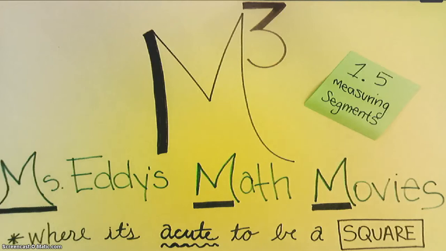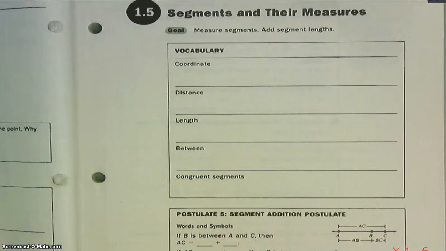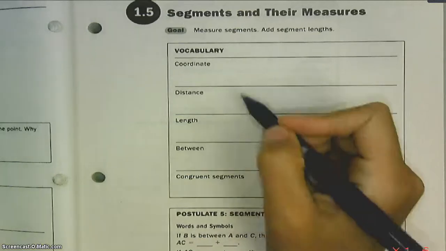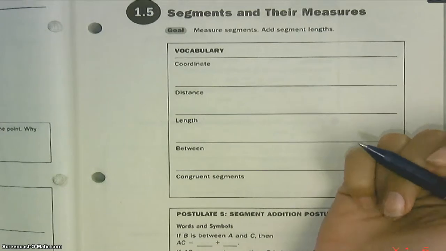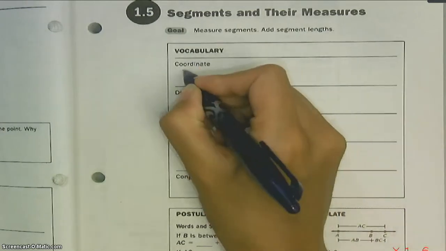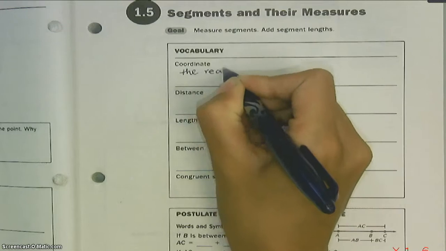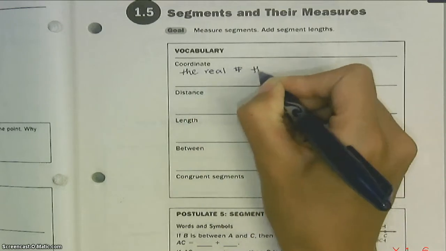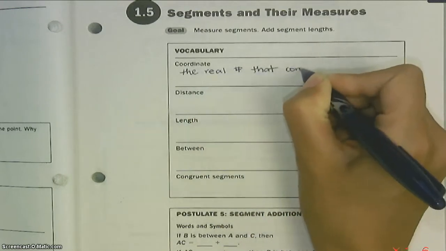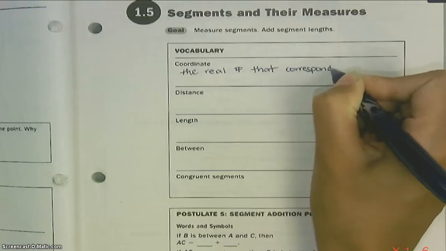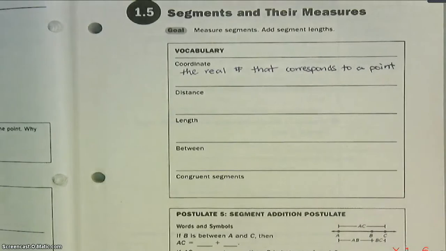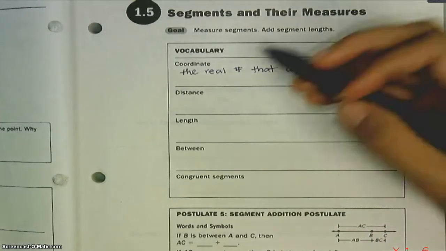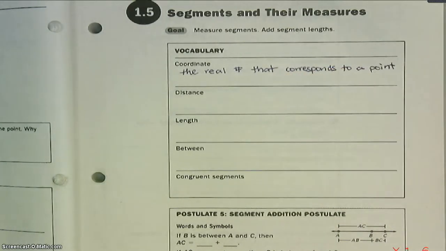Today we are talking about lesson 1.5, which is all about measuring segments. Here's today's vocabulary that goes with segments. A coordinate. You've probably heard of coordinates before from algebra, and it's the real number that corresponds to a point. So you've done coordinates before where you have to plot the coordinate 3, 4. This word coordinate should be pretty familiar to you.